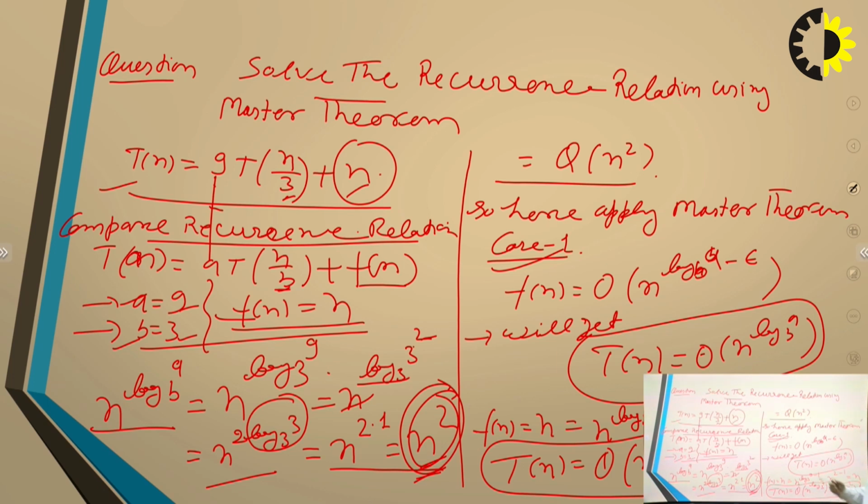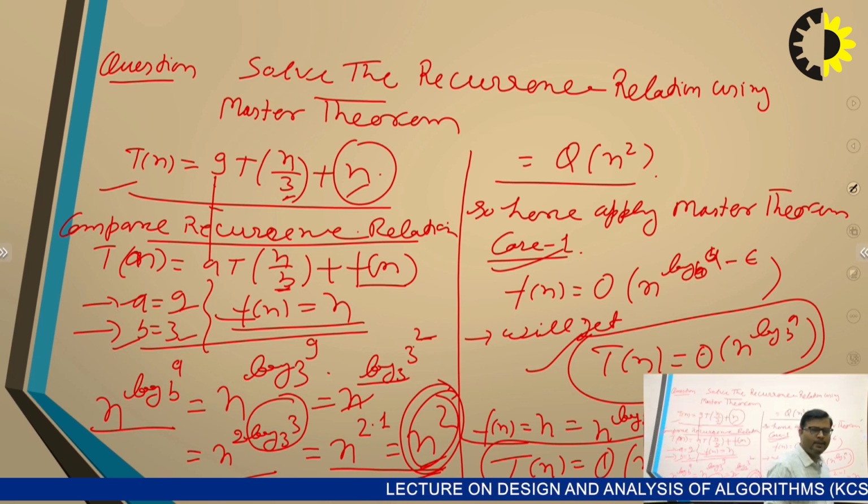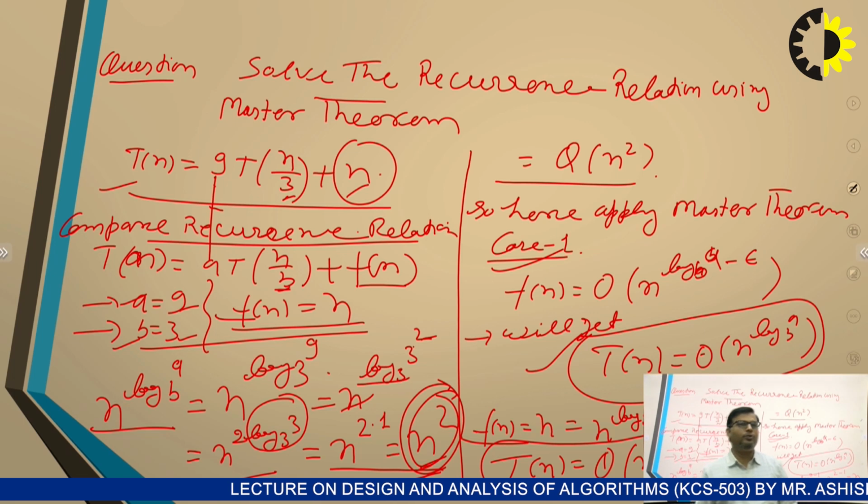What is the case first? Fn equals to big O n to the power log a base b minus epsilon, and we get the time complexity Tn equal to big O n to the power log a base b. So here Fn equals n, log a base b means 9, 3, gives n square minus 1, which is n, then Tn equals big O n square. This is the time complexity of this recurrence relation. Any confusion? Okay, we will proceed to our next numerical.